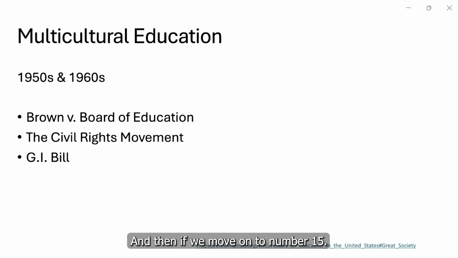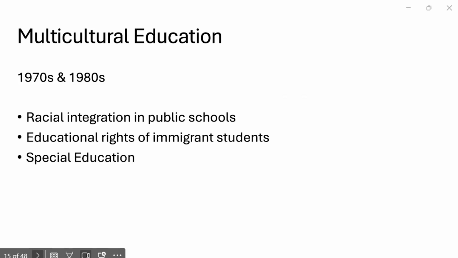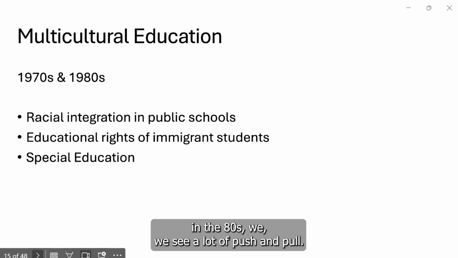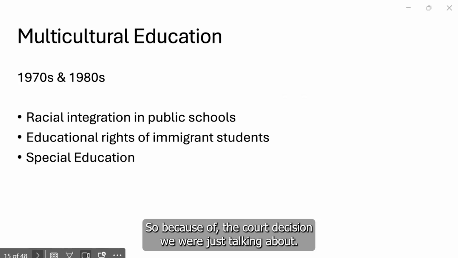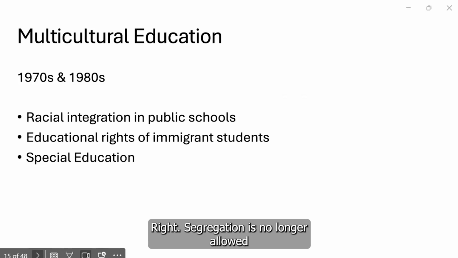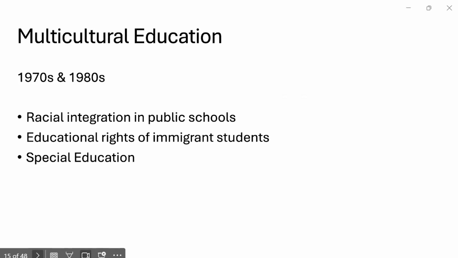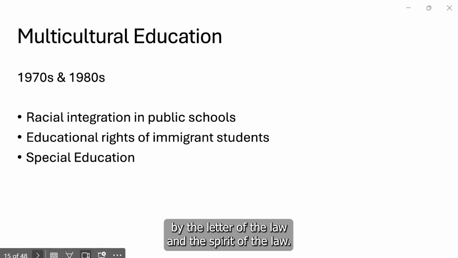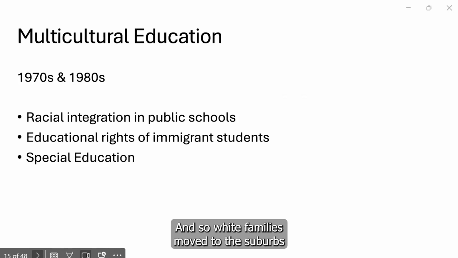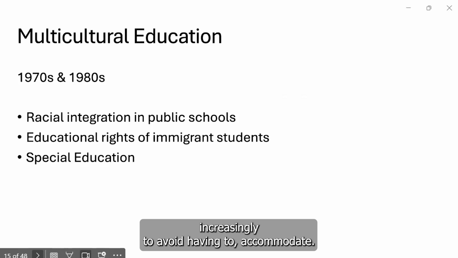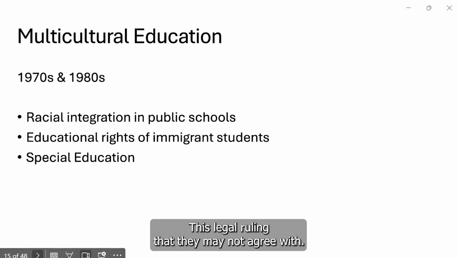And then if we move on to number 15, in the 70s and the 80s, we see a lot of push and pull. Because of the court decision we were just talking about, segregation is no longer allowed by the letter of the law. In the spirit of the law, we see a lot of white flight in urban locations. And so white families move to the suburbs increasingly to avoid having to accommodate this legal ruling that they may not agree with.